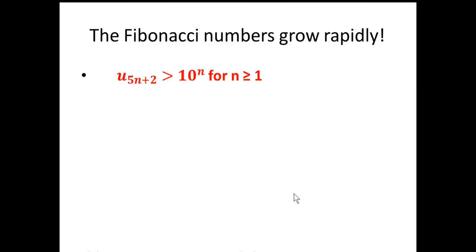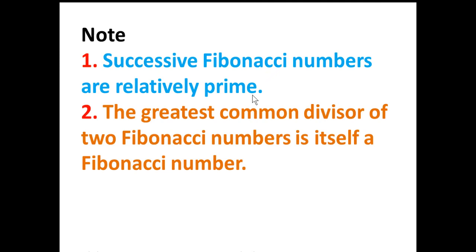Then this result says that the Fibonacci sequence grows rapidly. If you have n greater than or equal to 1, then u 5n plus 2 is greater than 10 to the power n. It is to be noted that successive Fibonacci numbers are relatively prime. The greatest common divisor of two Fibonacci numbers is itself a Fibonacci number.